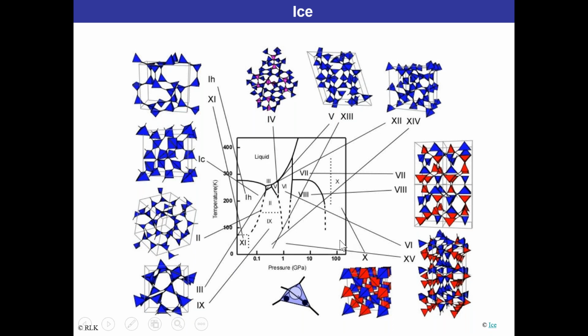Look at the pressure here: you're talking about gigapascals, and huge temperature variations in order to get certain types of ice structures. Normal atmospheric pressure would be around 101,000 pascals. So going from 101,000 to gigapascals, there's a significant amount of pressure required to get ice into that kind of shape.